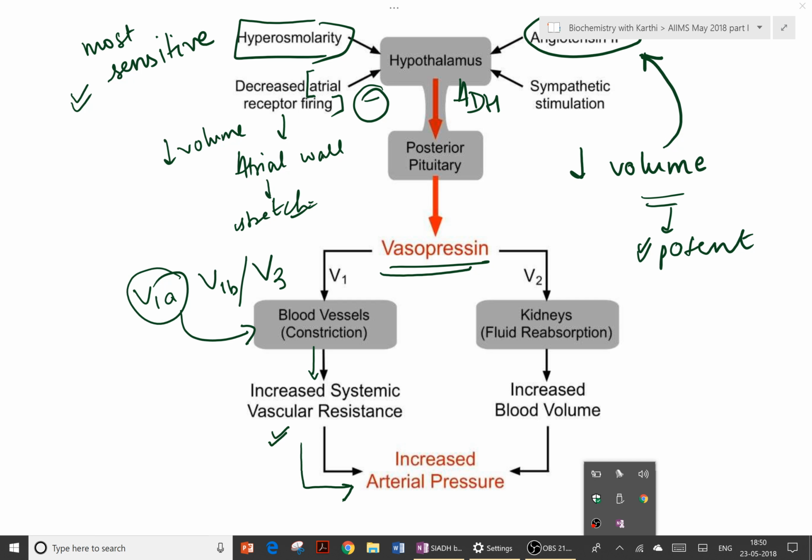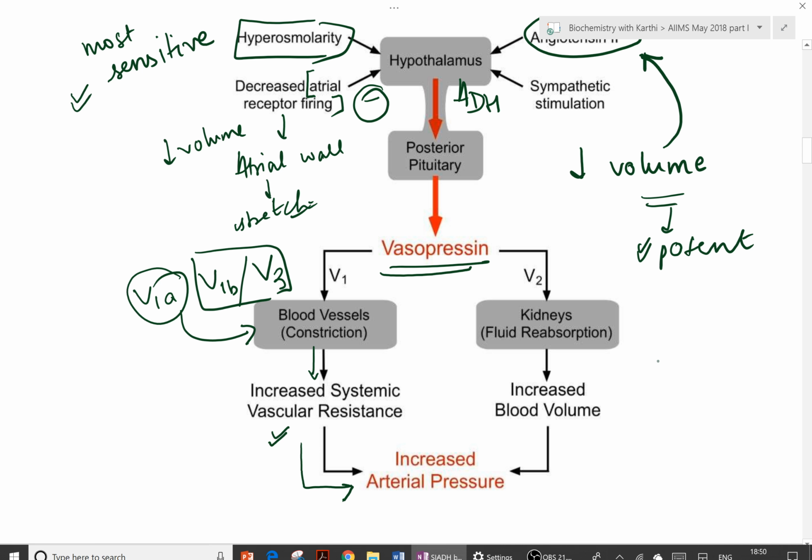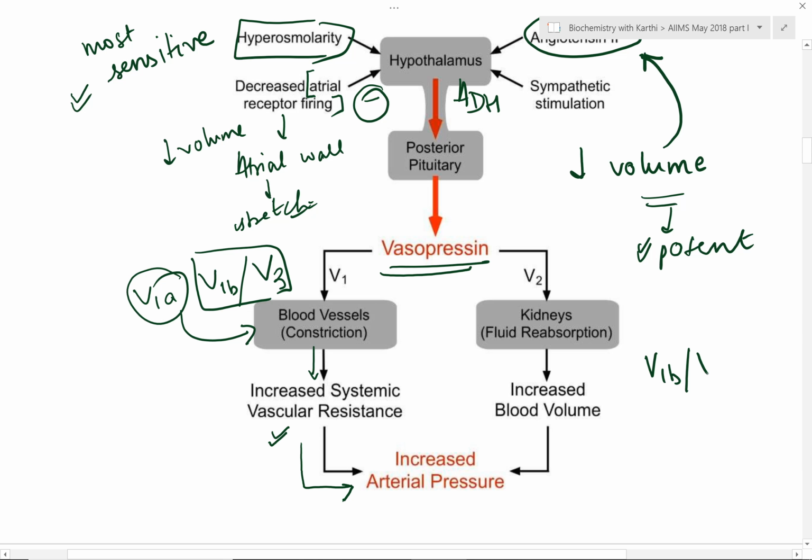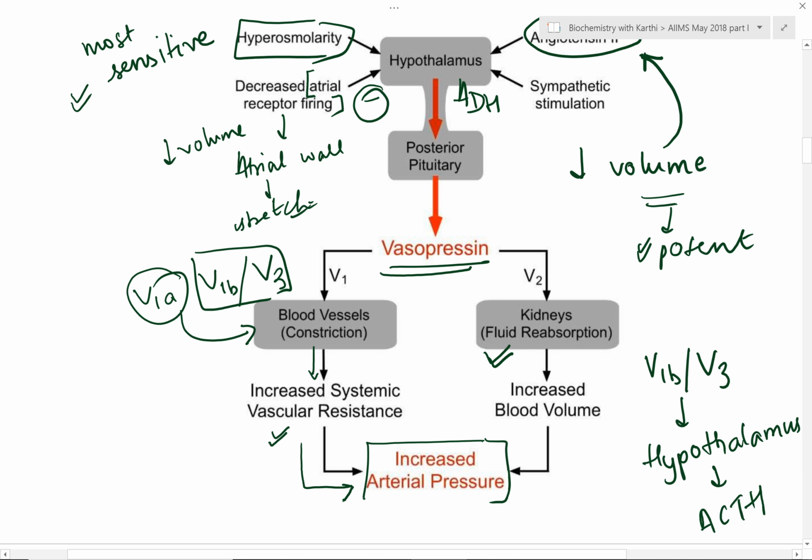The V1b or V3 receptors are present in the hypothalamus, and they cause the secretion of ACTH. The V2 receptors are located in the kidneys and they cause increased fluid resorption, thereby increasing the blood volume and finally increasing the arterial pressure.